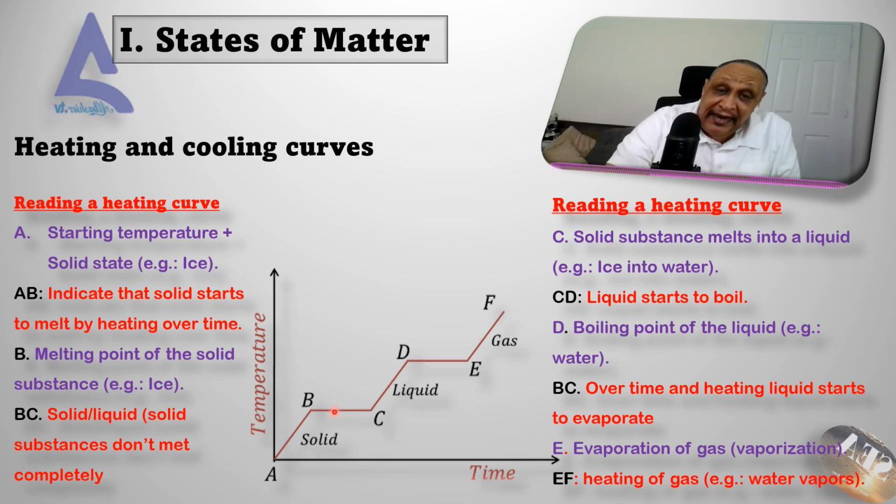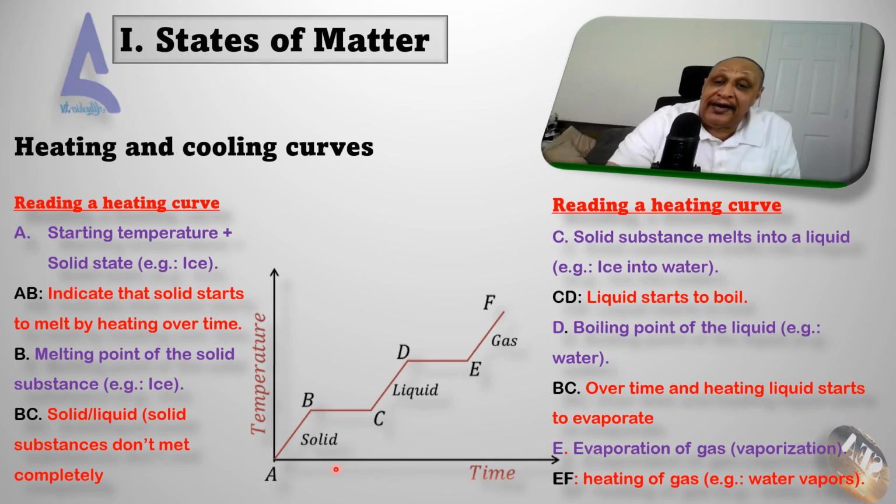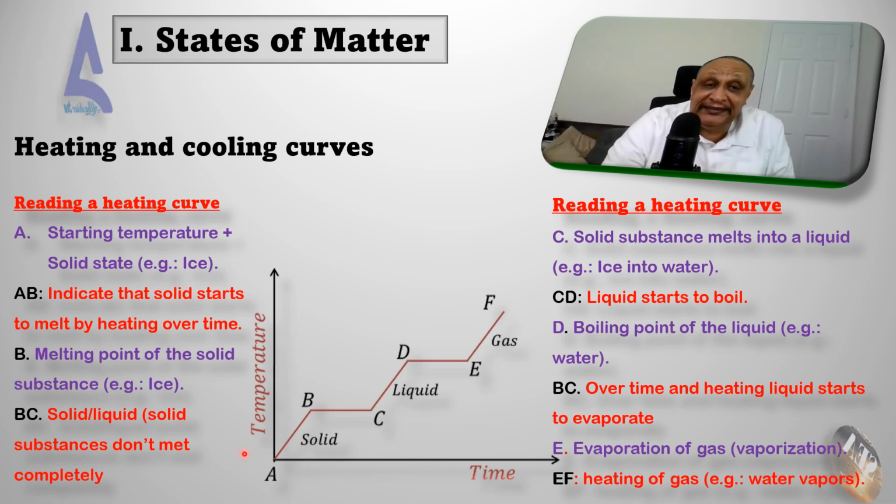At the same time, we have two transitional periods, or transitional phases, between B and C and between D and E. And they are going to ask you about what I'm talking about. And here you are going to see each step. So this is the starting temperature, and we have a solid state.